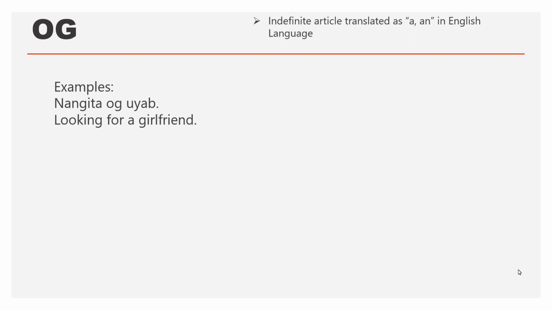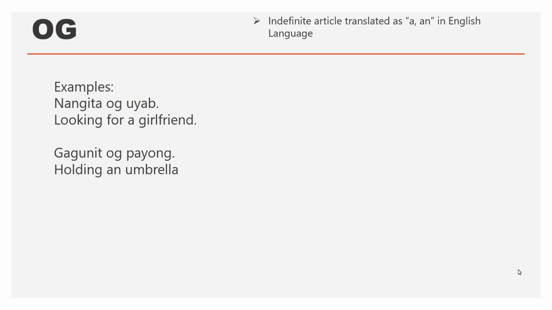Okay, well, examples here is nangita ug uyab. Okay, nangita is looking, uyab is girlfriend. Okay, nangita is actually looking for. Okay, and then the ug there is the a. Okay, nangita ug uyab, looking for a girlfriend.